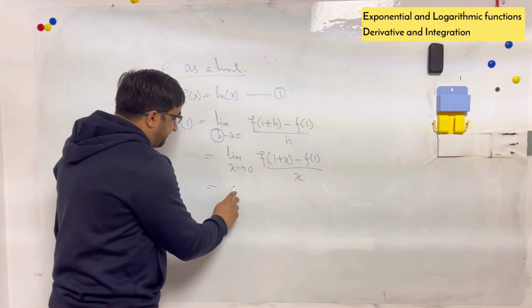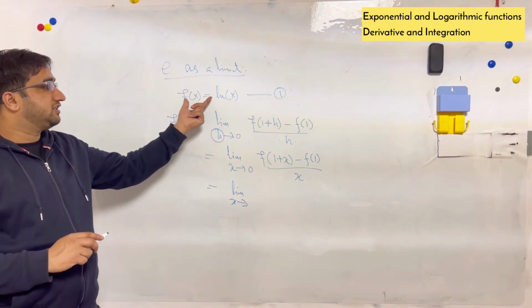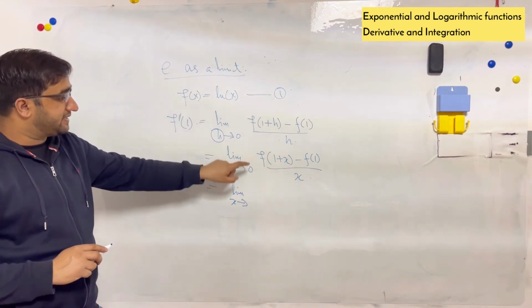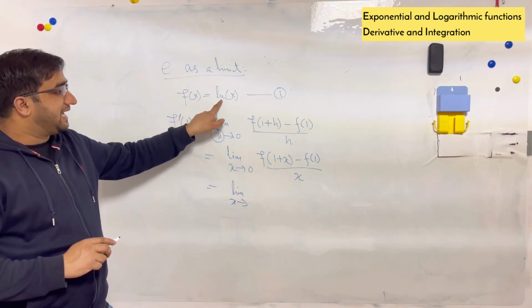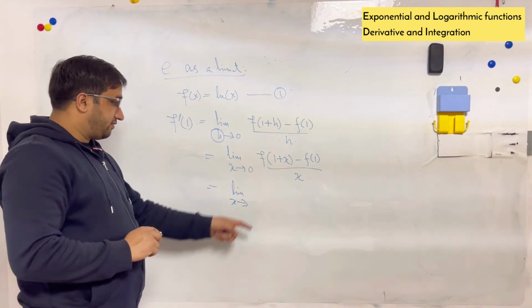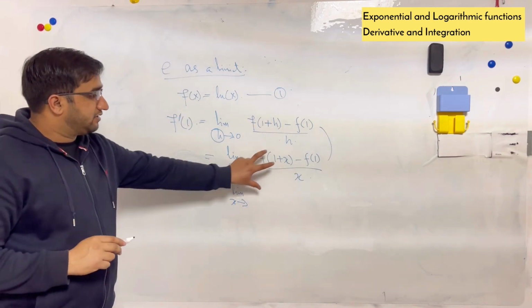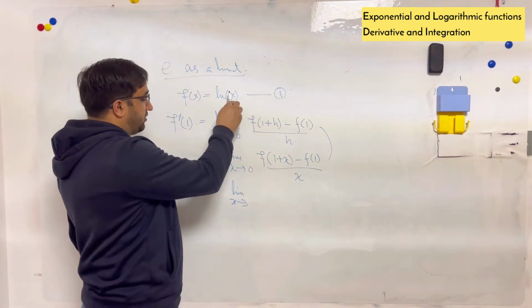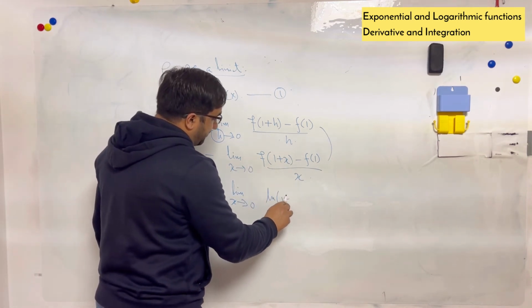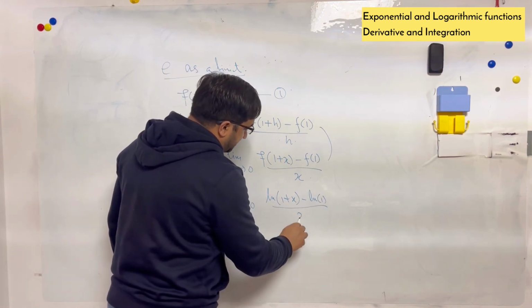Because this equation says that both give the same answer, and if they give the same answer, then they can be equal. So you can replace them. You can always switch between f and ln, provided that they are operating on x. That is why we switched from h to x. Now it becomes limit x approaching 0, ln of 1 plus x minus ln of 1, divided by x, right?